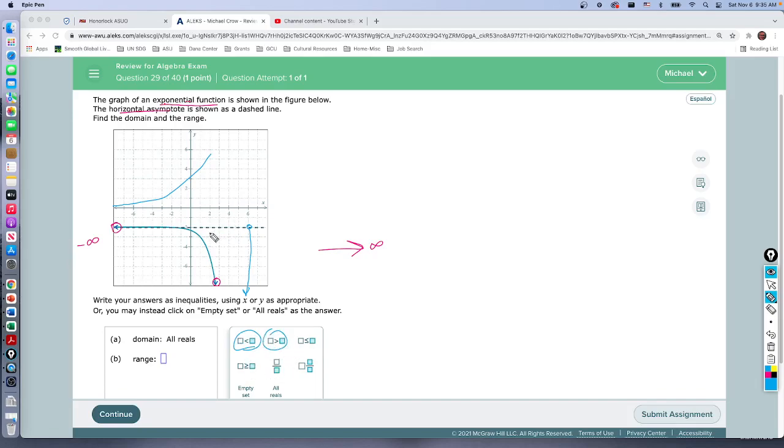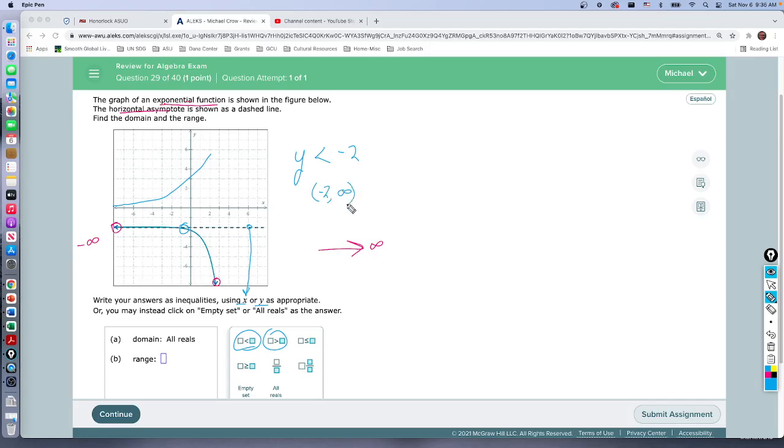So the range is what? The range is, so using x or y is appropriate, the y value, and y is going to be less than -2. Right? So that's that number right there. Y is less than -2. It's going down. It goes down forever. And again, if we did this with interval notation, it would look like negative infinity to -2.